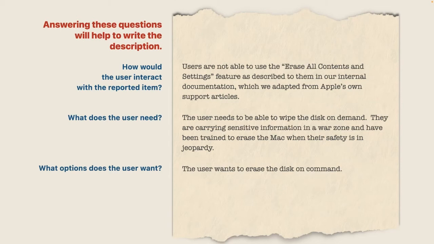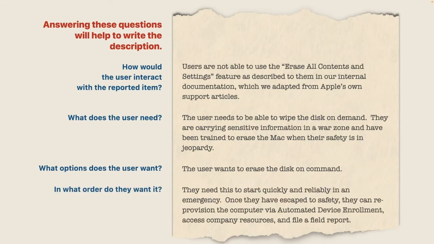And then what are the options that the user wants? Now, in this case, we're talking about in the context of your company. So if the user wants to use this because it's been described in an SOP or documentation, then describe it in that way. What order do they want it? Again, in this specific scenario, we're going to talk about an entertainment company that might have reporters in a hostile part of the world. And part of their SOP is to be able to wipe their device in the field. But if you've got this error popping up, they can't do that. Next slide, please.